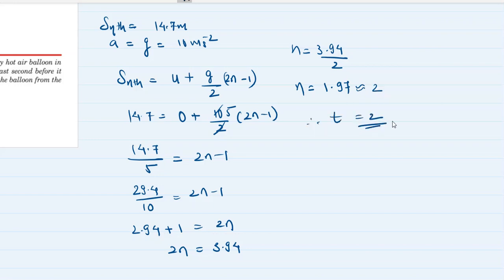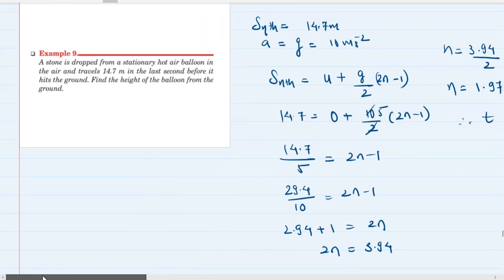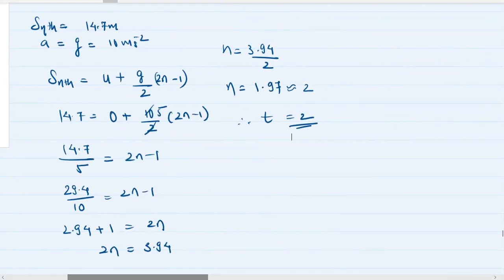So we've got the time, and what do we have to find? The time taken for the balloon to fall from that height. Find the height of the balloon from the ground. So we know the time which an object takes to reach the ground from this height. What is the height? So h is equal to ut plus half at square.